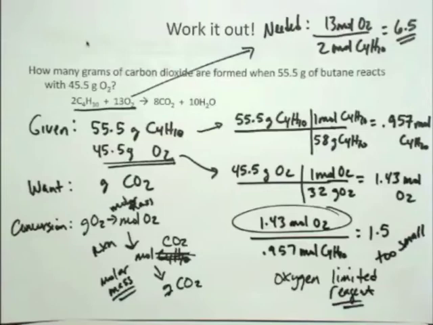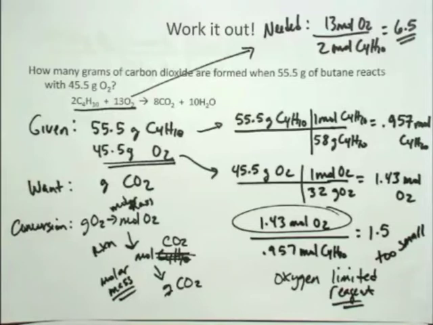What I asked you to do at the end of the other lecture was to go ahead and try to work out the number of grams of carbon dioxide that would be formed in this case when you react 55 grams of butane with 45 grams of oxygen. And before you could start the problem, what you had to figure out was which one of the two reactants is the limiting reagent. Which one are you going to run out of first?